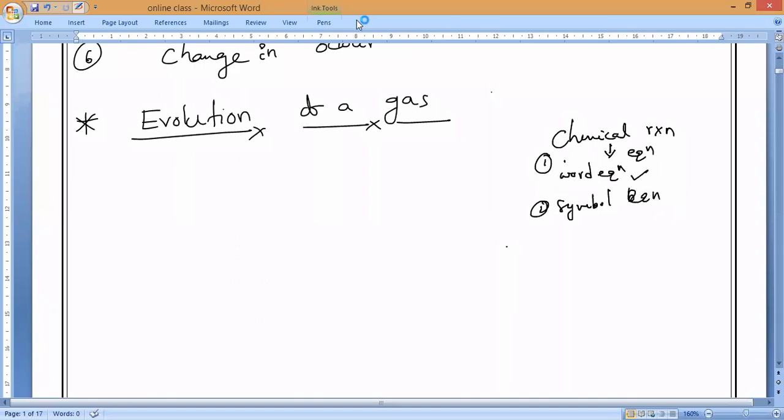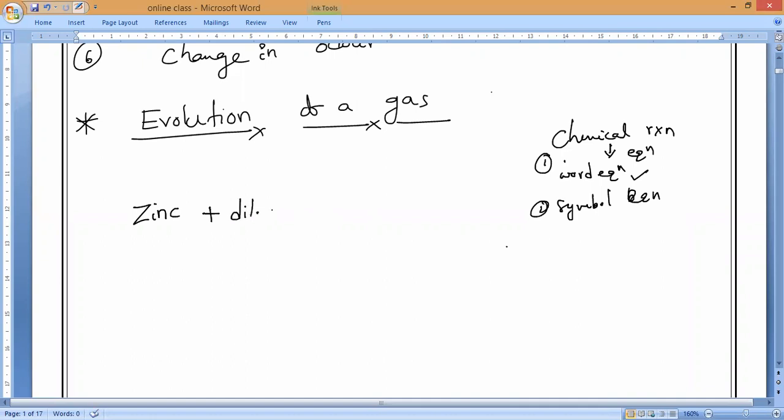Remember in mind, even if I forgot, you should not forget. Whatever the chemical reaction will come, first you have to write the word equation, later on you have to write the symbolic equation. Understand, everybody? Now I'm giving you the example, evolution of gas. Let us take zinc granules. Zinc granules means zinc pieces. So zinc is reacting with dilute sulfuric acid.